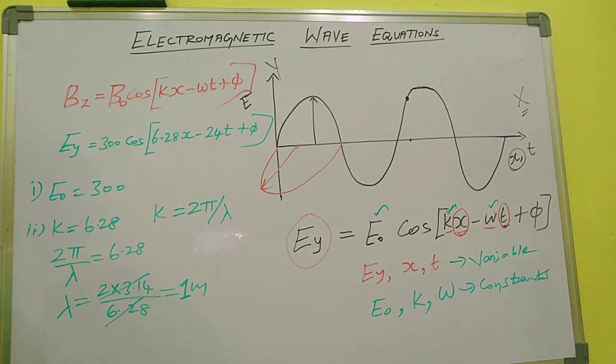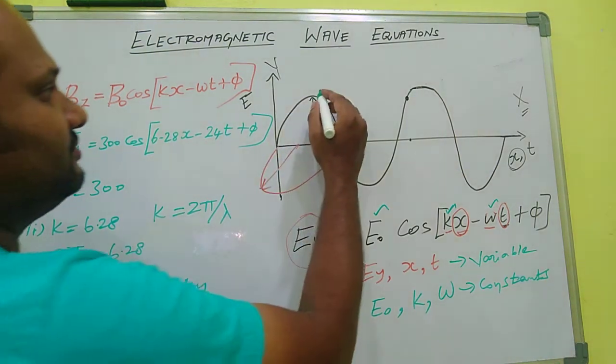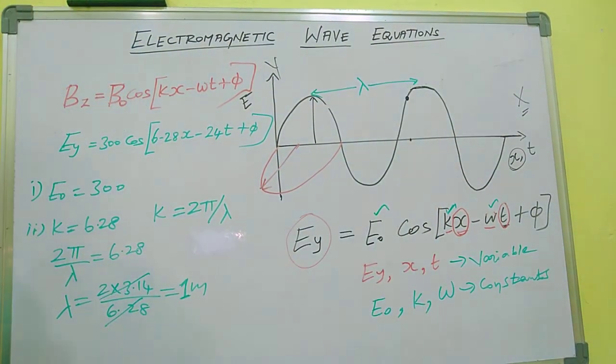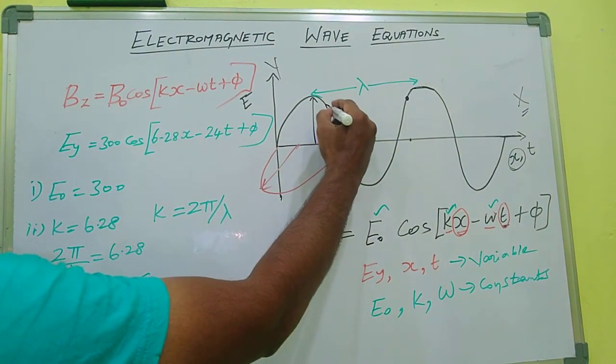The lambda means wavelength. In this expression, which is lambda? This is lambda. Lambda is the wavelength of the wave. Here we find the wavelength of the wave with the help of this expression.